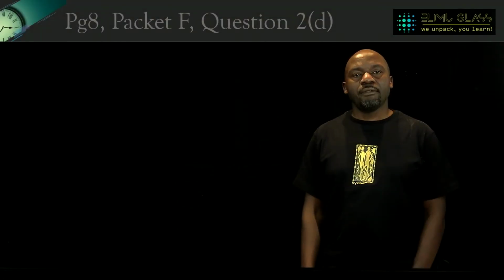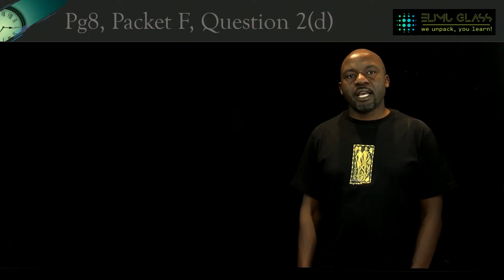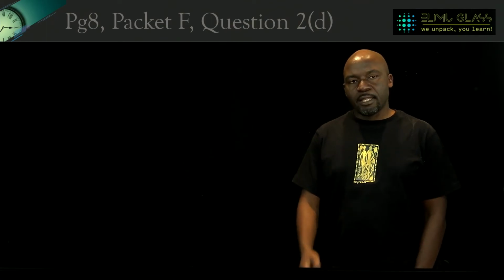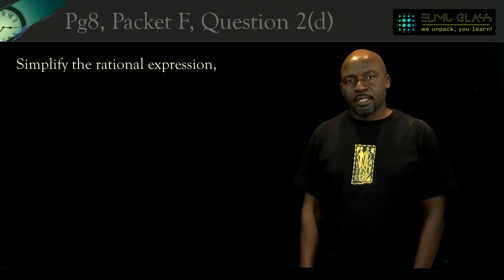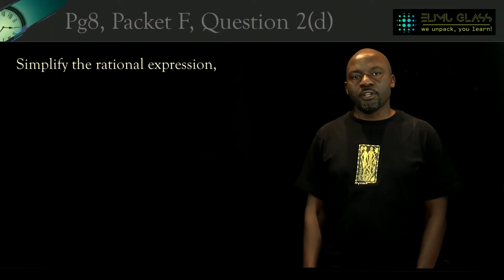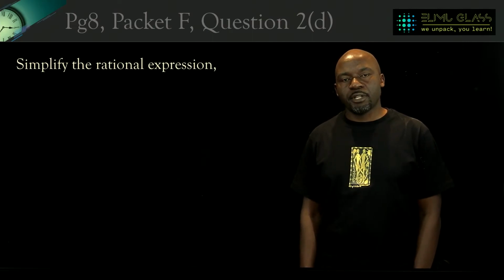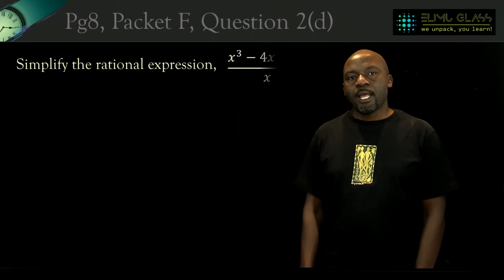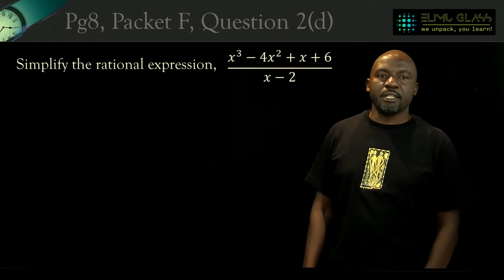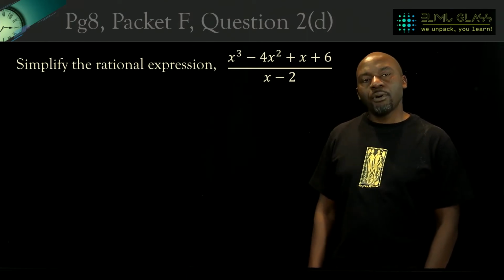Okay, I believe this is going to be the last one. This is on page 8 and packet F, question number 2D. All right, I think this is on polynomials. All right, simplify the rational expression. So this is a polynomial long division. It's a part of the last discussion on video number 2. Okay, and we are told to simplify. So we are basically dividing the cubic polynomial by the linear polynomial.